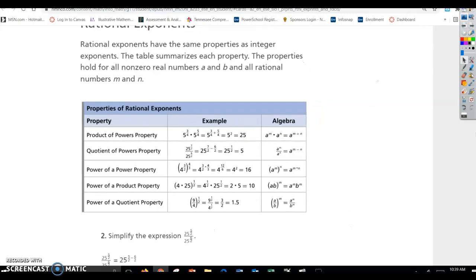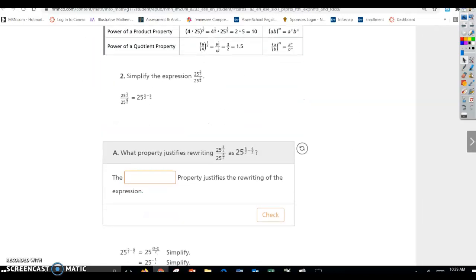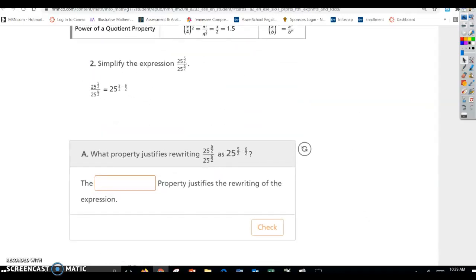These are all things that you should be able to work with from memory. Okay? All right, let's see what number 2 says. All right, simplify the expression. 25 is the same base, so I'm going to subtract from top to bottom. So you subtract 5 halves minus 6 halves, and that gives me 25 to the negative 1 half.